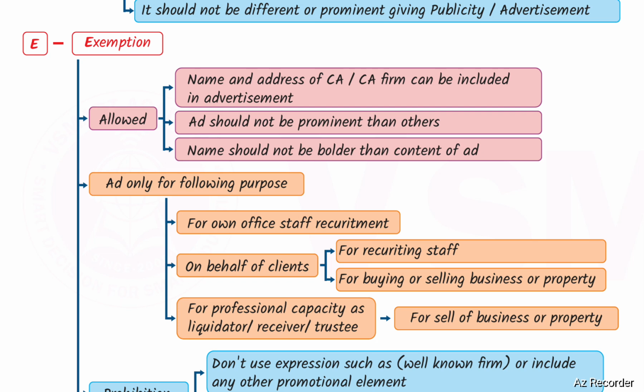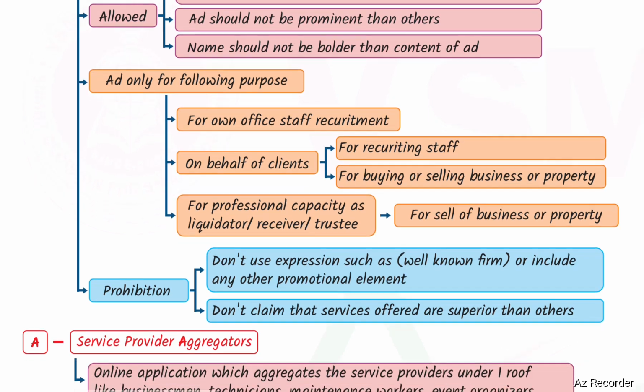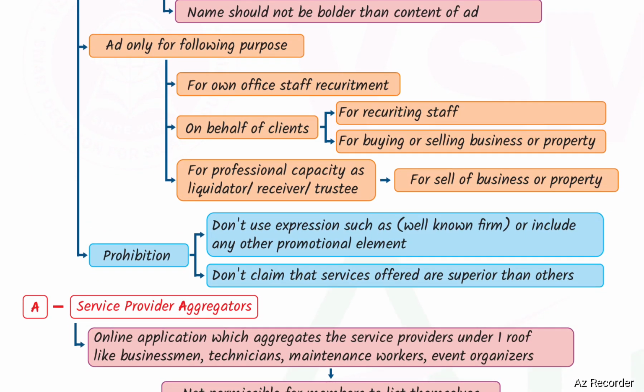Name and address of CA or CA firms can be included in advertisement. Ad should not be more prominent than others. Name should not be bolder than content of ad. Ad only for the following purposes: for own office staff recruitment, on behalf of the client for recruiting staff, for buying or selling business or property, for professional capacity as a liquidator, receiver, or trustee, for sale of business or property.